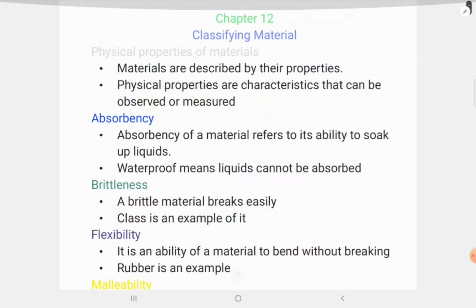So now let's go to the textbook. Physical properties of matter. Materials. Materials are described by their physical properties. Physical properties are characteristics that can be observed or measured. Different materials have different physical properties. Let us explore some of these physical properties of materials.